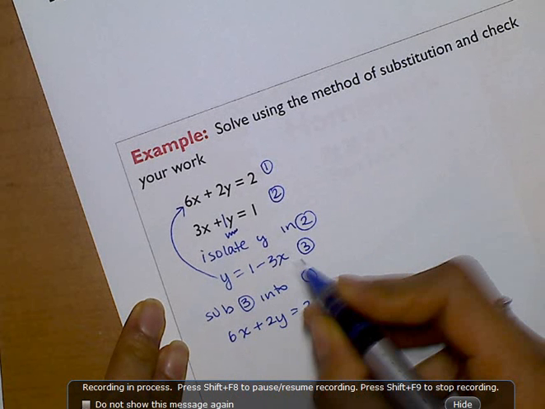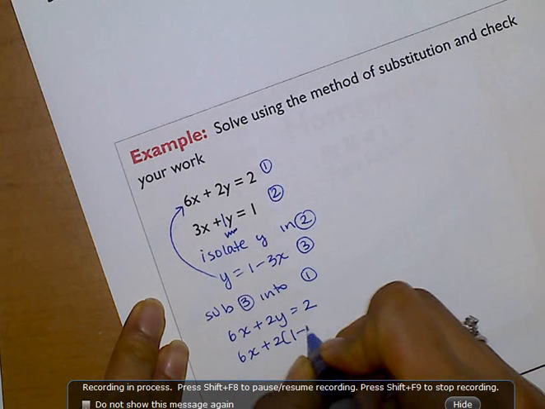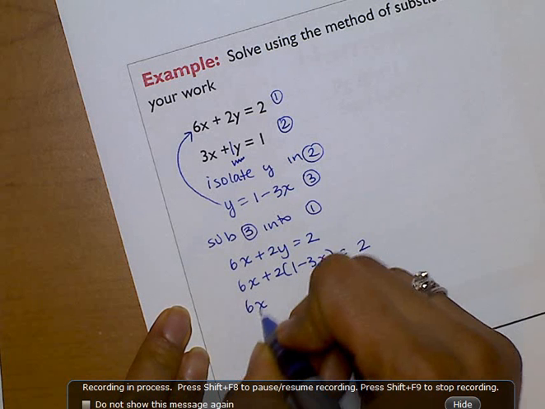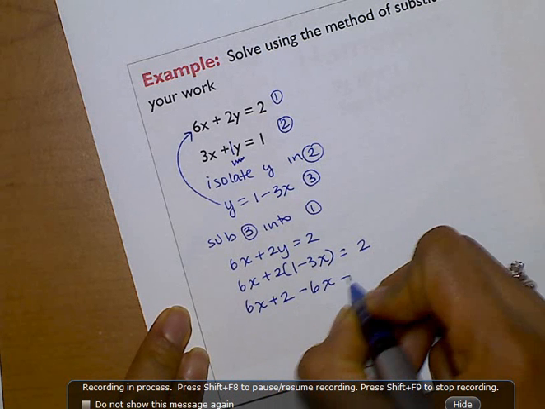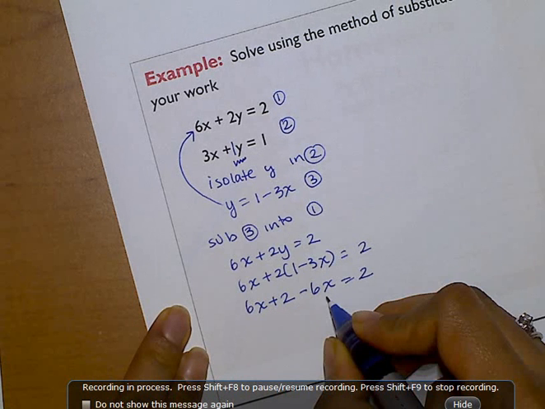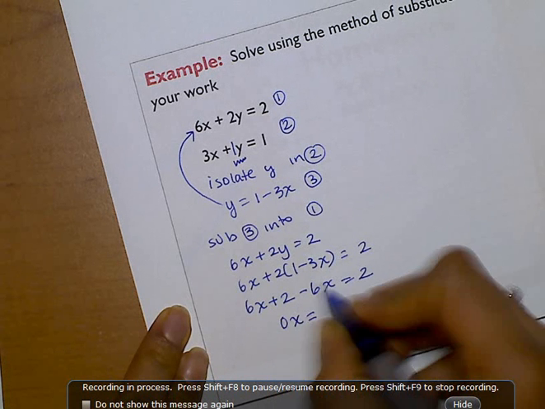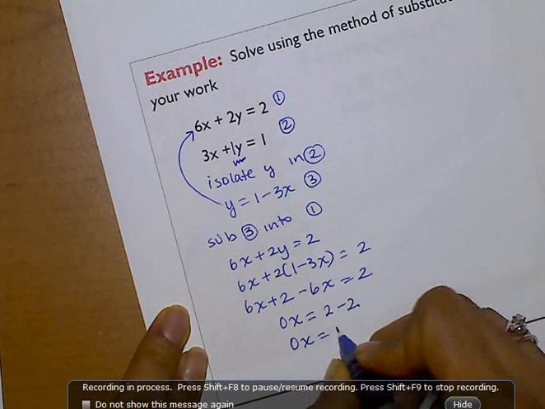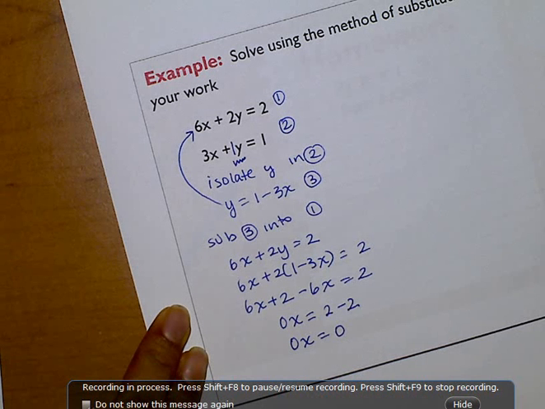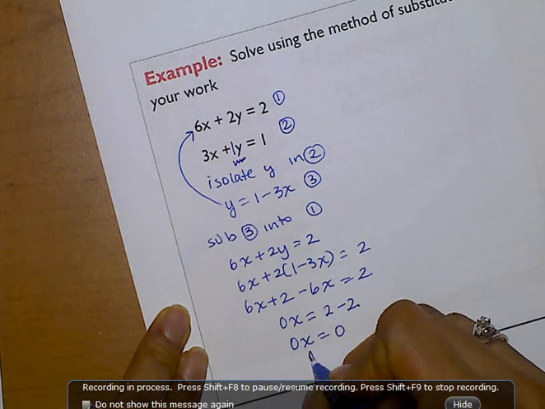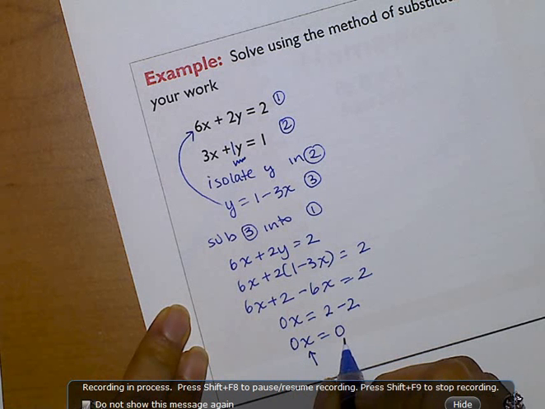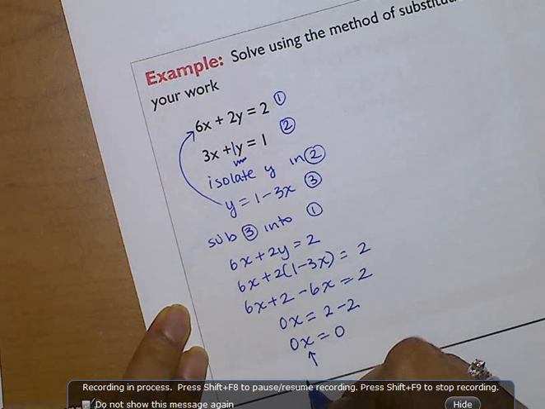6x minus 6x is 0x. I'm going to move this 2 to the other side, so I have 2 minus 2. So 0x equals 0. That means I can put any number into this x, and I will always have a correct solution, because 0 times any number is equal to 0. So here I have x equals, x can be any number. If x is any number, that means y can also be any number as well.